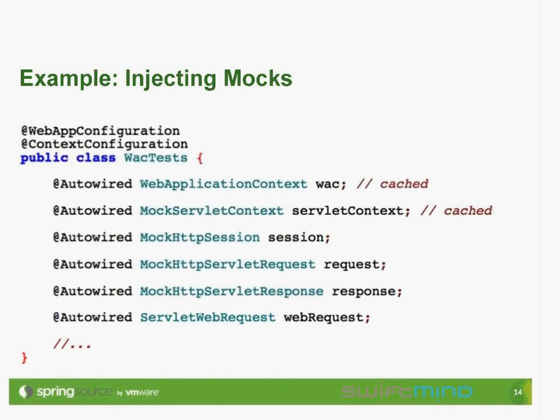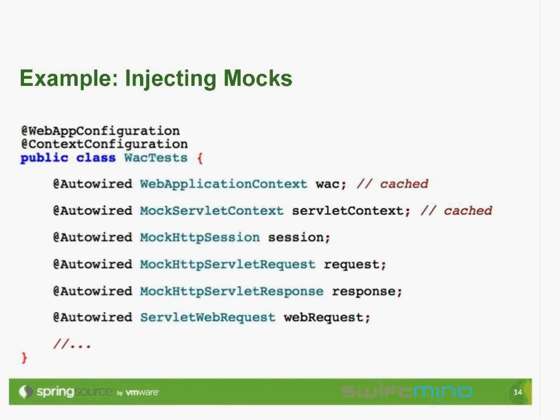Now, I mentioned that you can inject these mocks into your tests. So here we have a test class, public class WacTest, so web application tests. It's annotated with @WebAppConfiguration and @ContextConfiguration. And then we see the various web artifacts that we can inject into the test instance. The first one is @Autowired WebApplicationContext, WAC for short. So we can actually inject the web application context that was loaded for our integration test. The next line we see that we have the MockServletContext, which can also be injected. And these two lines have comments behind them stating that these elements are cached.